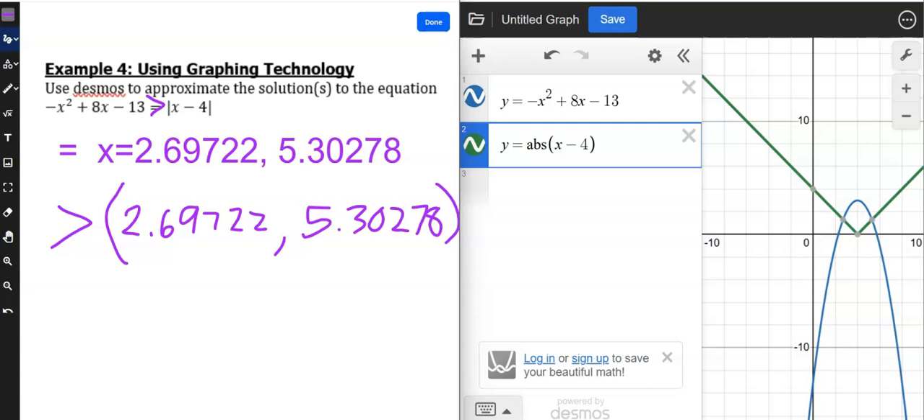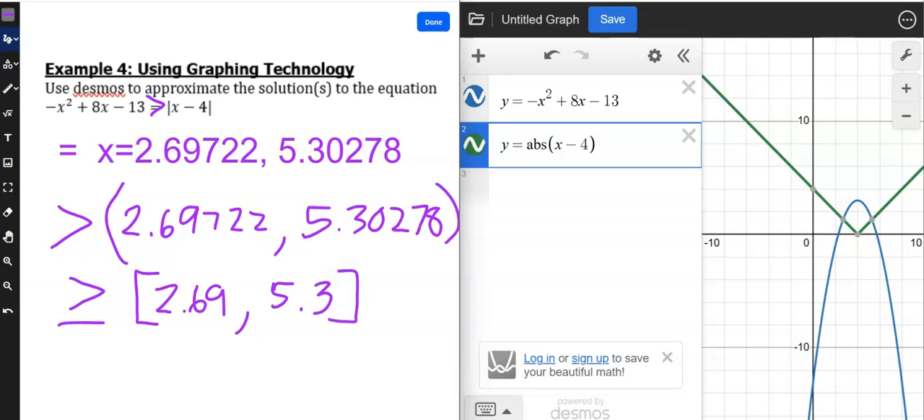Something like this. And what if I changed it to greater than or equal to? How would that change my answer? Bracket 2.6. I'm just going to go to the second decimal place and be done with it since it's so long and drawn out. And the second decimal place on the next one just rounds to 5.3. And so in this case, how would it change my answer? It would just add the endpoints because it would be equal at that spot. So we would have it equal here and equal here. So you would have to include the brackets on the ends. So that's the difference. Okay, that's enough for that lesson. I believe we're done.